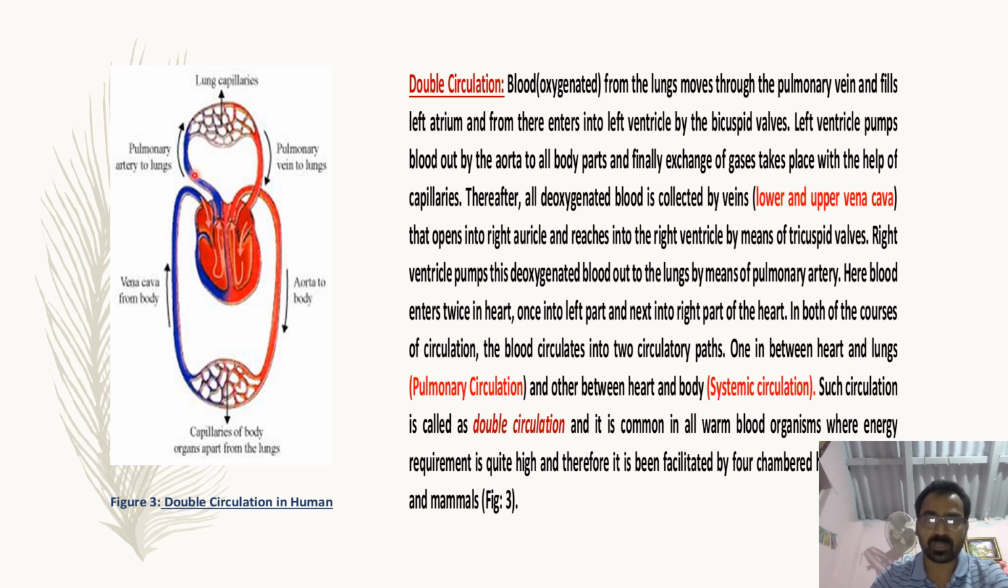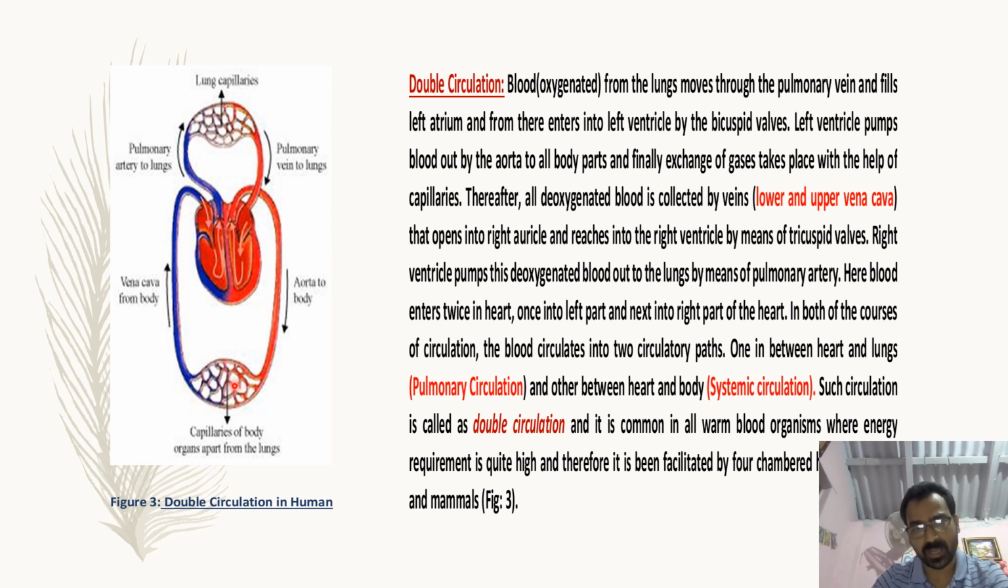There are two components of the double circulation. You can see there is a circulation between the heart and lungs. Similarly, there is a circulation between the heart and the body, cells and tissues. The circulation between the heart and lungs is known as pulmonary circulation. Pulmonus means lungs. The circulation between the heart and the cells and tissues of the body is called systemic circulation.